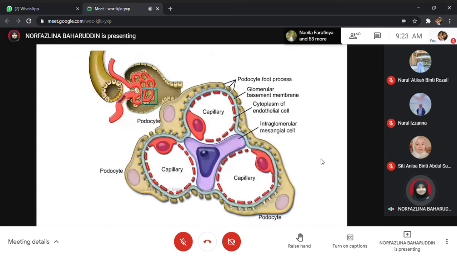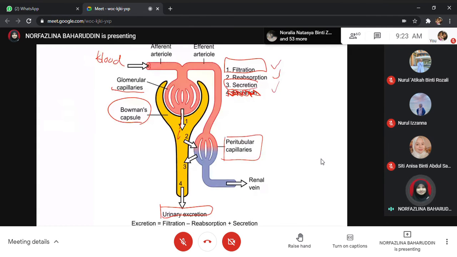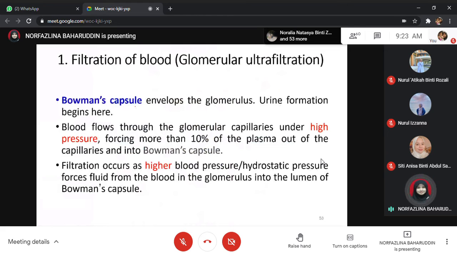What is it introducing here? Okay, now earlier the glomerulus, okay. So the Bowman capsule, it surrounds the glomerulus. Okay, so urine formation begins here. Blood flows through the glomerulus capillaries under high pressure. Okay, maybe when you read from any textbook, you will find pressure described like this: hydrostatic pressure, osmotic pressure, blood pressure. Whatever pressure, it actually refers to the blood, which is at very high pressure from the renal artery.